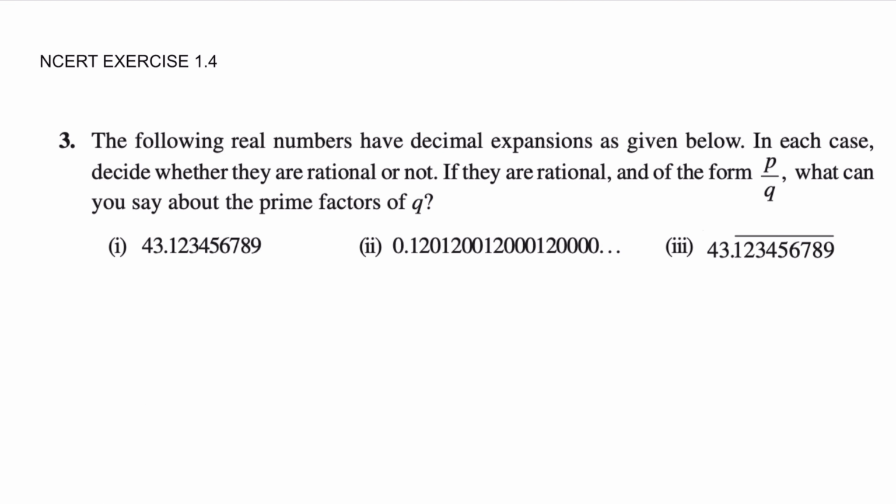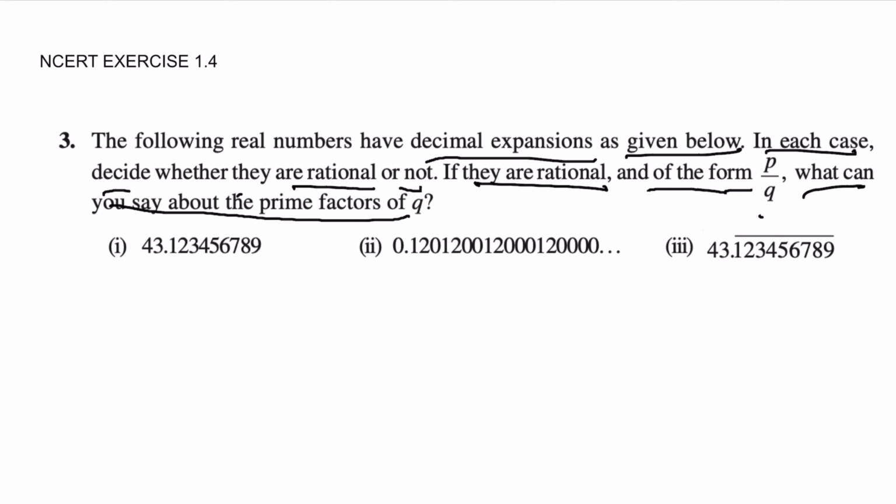Now let's move on to solving questions. So here the following real numbers have decimal expansions as given below. In each case decide whether they are rational or not, and if they are rational in the form of p by q, what can you say about their prime factors of q? Okay. So first of all we can see in example number 1, this is a terminating decimal expansion, and because it is a terminating decimal expansion, this is a rational number. So this is rational. And what can I say about the prime factors?